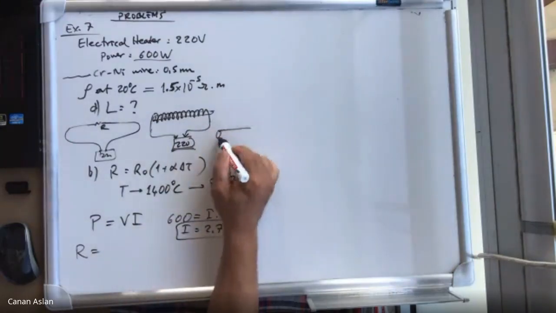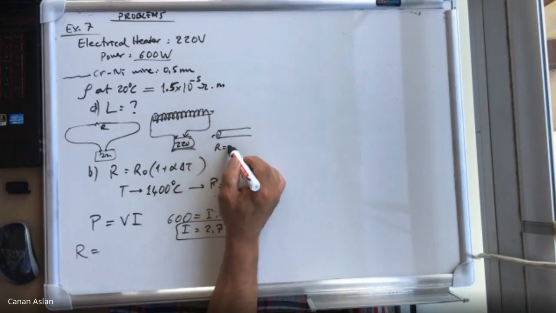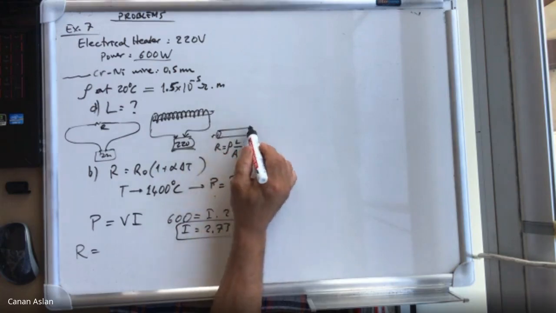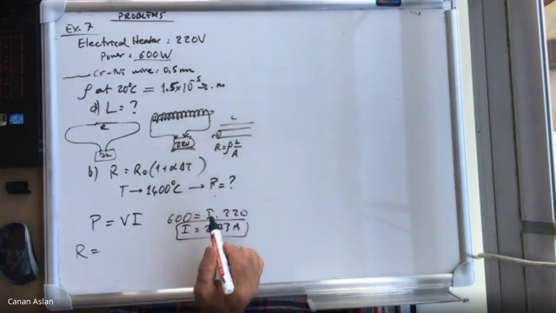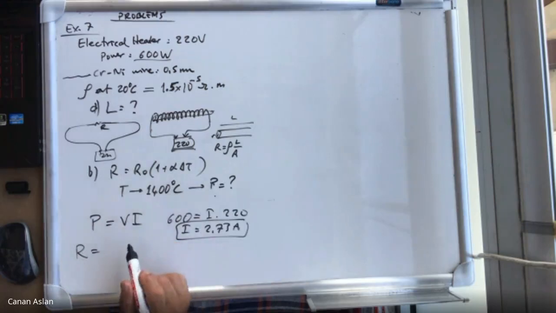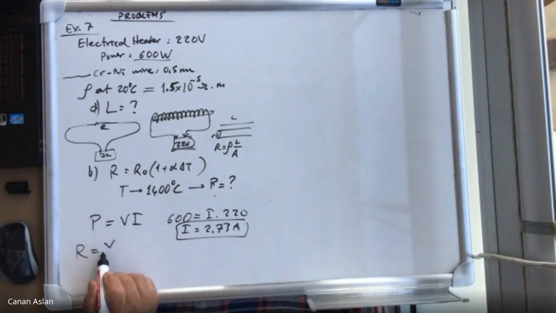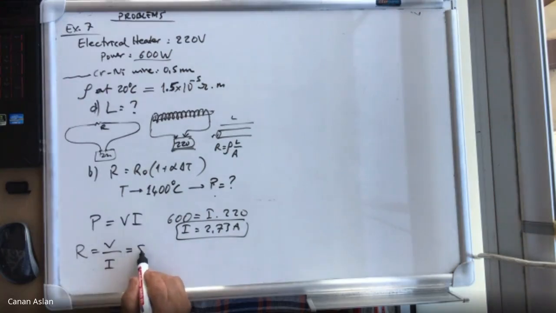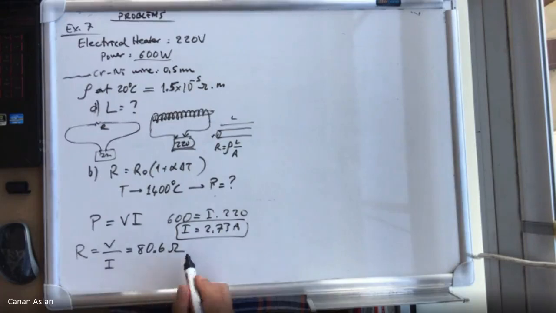Yes, because remember that we can treat the wire like this with a radius r, and the resistance is just rho times L over A, the cross-section area, and L being the length of this wire. Maybe we will use this, or not, because the potential is given and the current is given. So from this we can find that this is 80.6 ohms. So we found the resistance of this wire, which is 80.6 ohm, but this is equal to rho L over A.